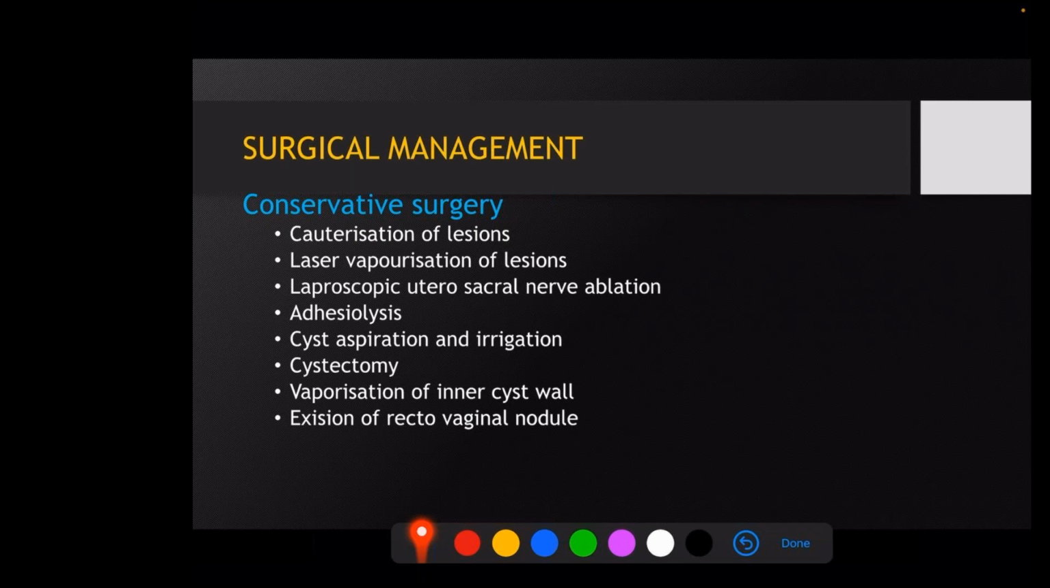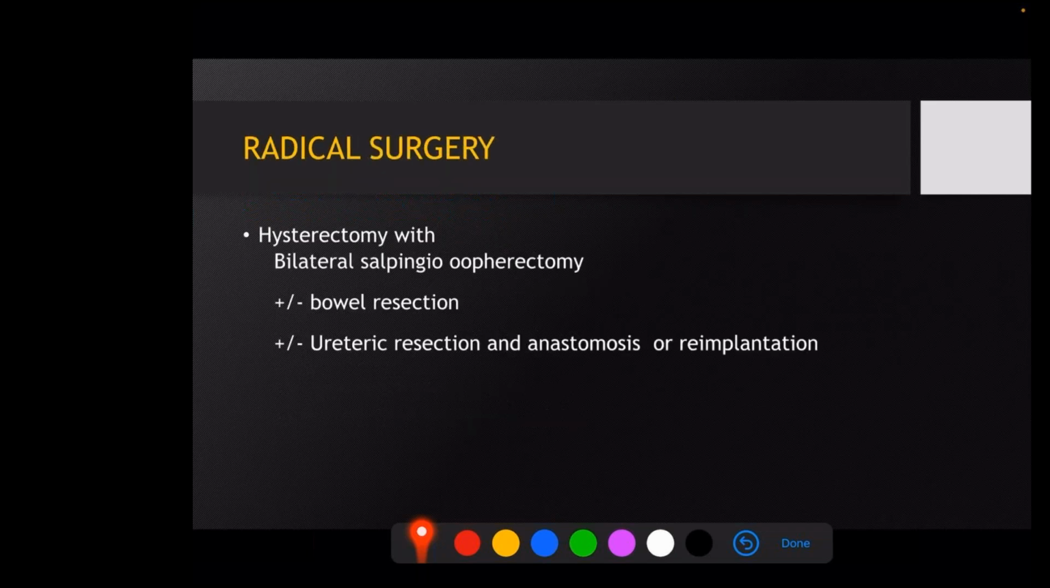Surgery in endometriosis, the conservative surgery includes cauterization of lesions, laser vaporization of lesions, laparoscopic uterosacral nerve ablation, adhesive lysis, cyst aspiration and irrigation, cystectomy, then vaporization of inner cyst wall, excision of rectovaginal nodules, etc. These are the conservative modern treatments. You should look at this.